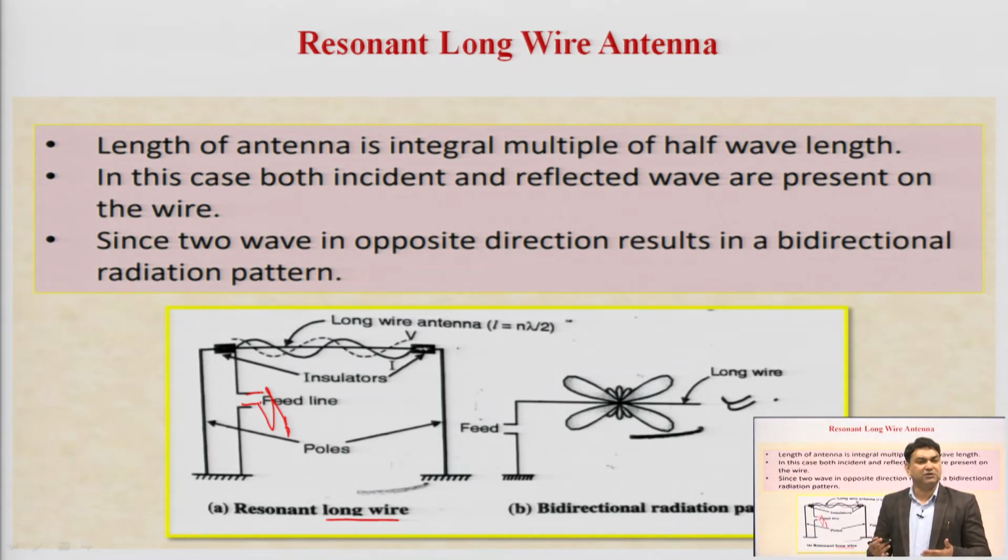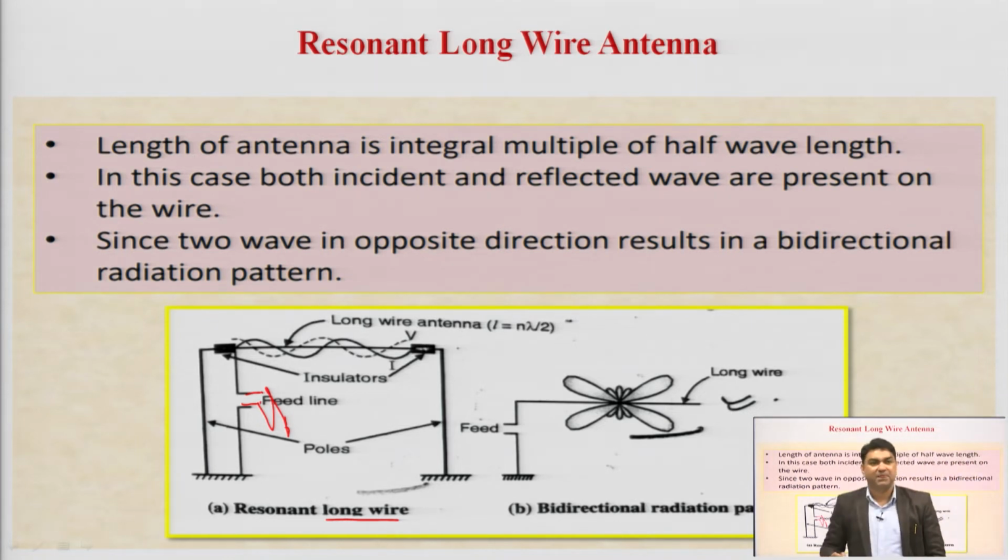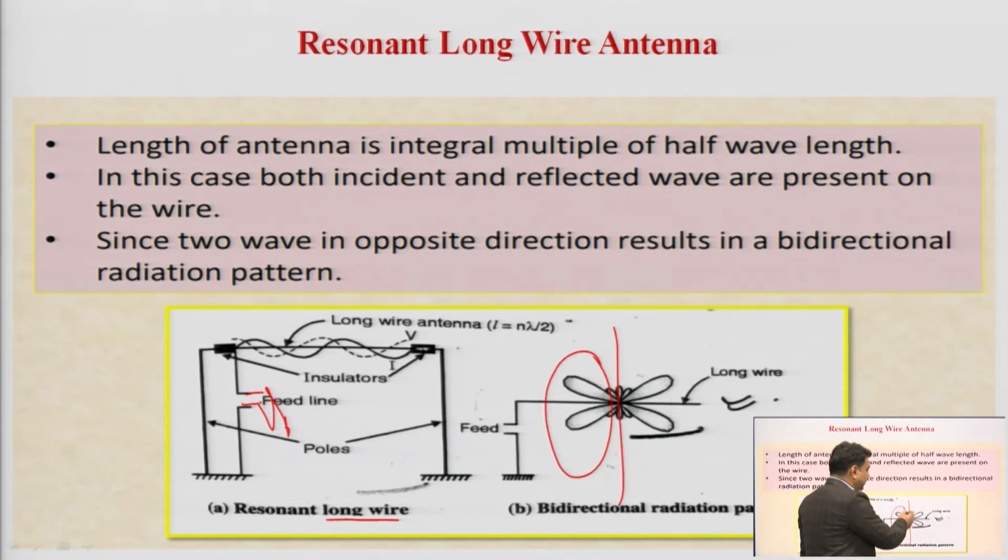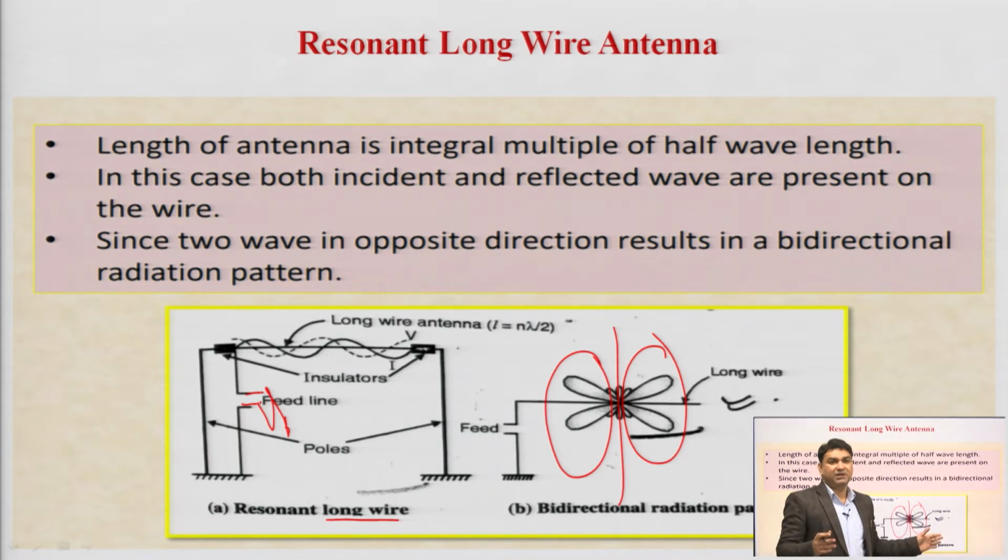And just because of this travelling wave characteristic, the radiation pattern of this resonant long wire antenna is bidirectional, and this bidirectional radiation pattern is shown in this diagram, where you can see the pattern is bidirectional. This is one direction and this is the other direction. The same kind of lobe, the same kind of radiation pattern, the same minor and major lobes are present on both sides. That is why it is known as the bidirectional radiation pattern.